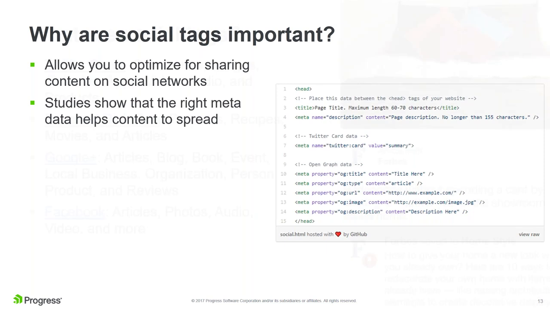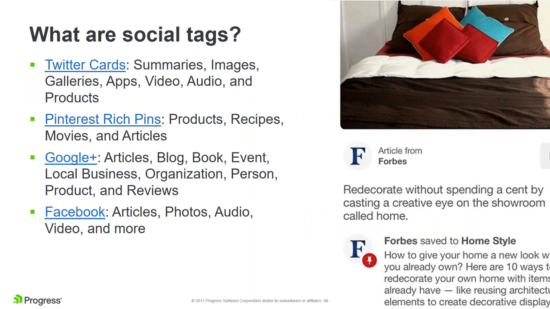So what are social tags? Social tags are social network specific metadata in the head of a web page. Unless you're a developer, you won't be familiar with where this goes, but it's actually in the source of the HTML page, and it defines exactly what information is going to appear in the social streams.